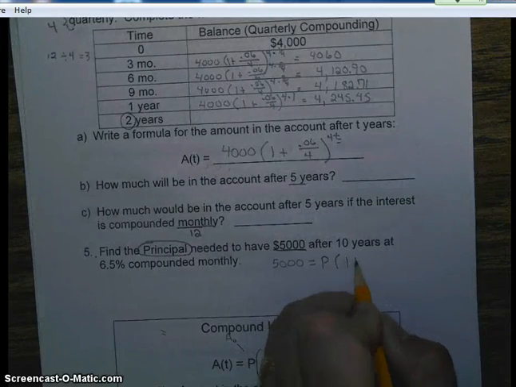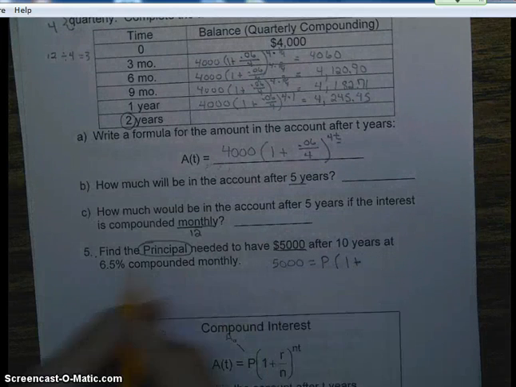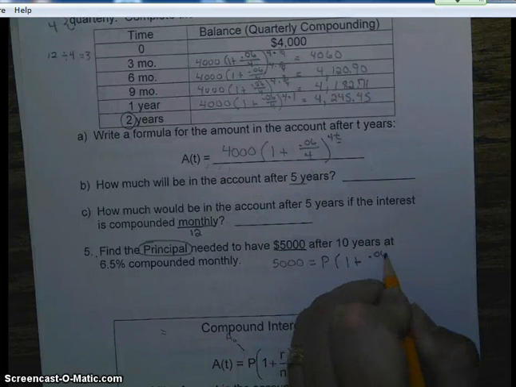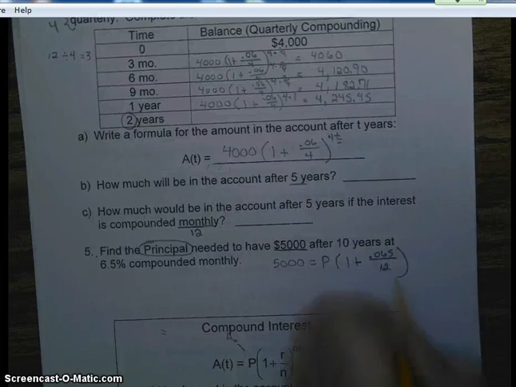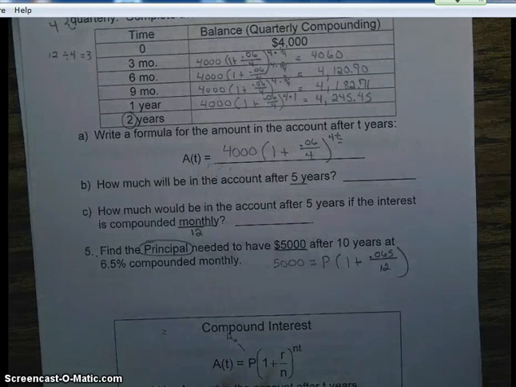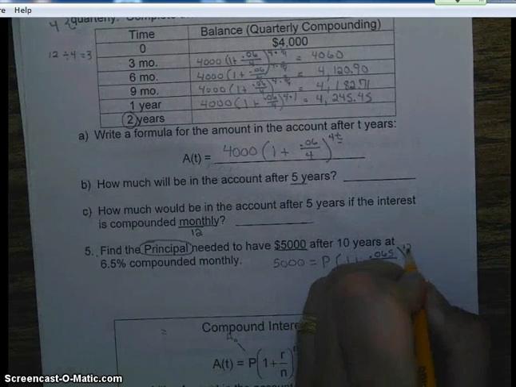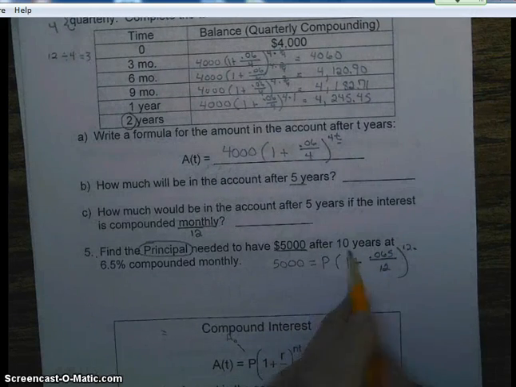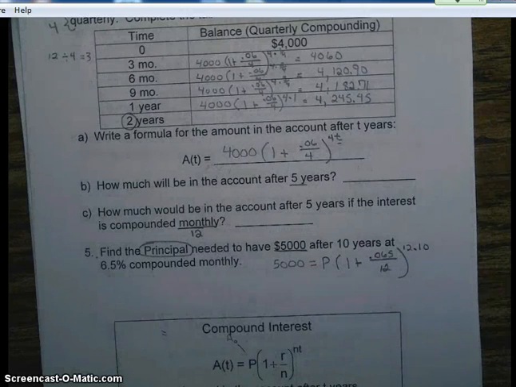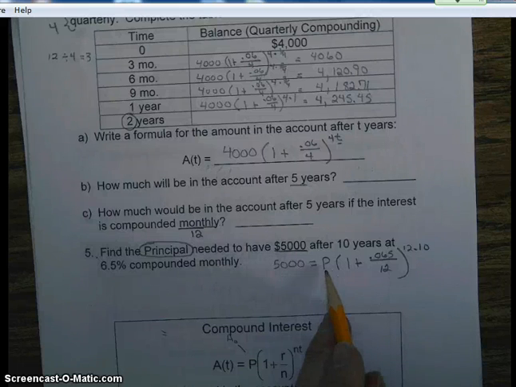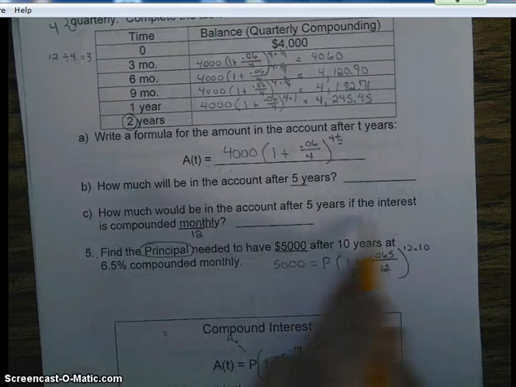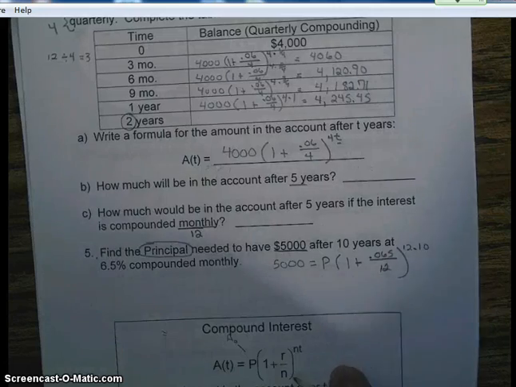Filling in the rest of it: it's compounded monthly. The rate is 0.065. And we're going to have 12 times 10, the number of years. So now we want to find P. Very easy to do. Use algebra and solve that.